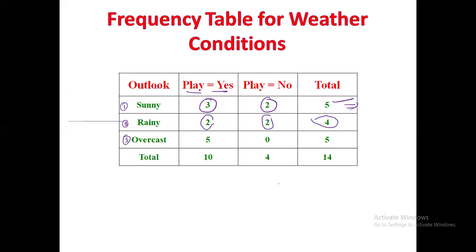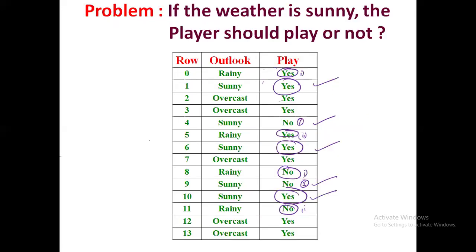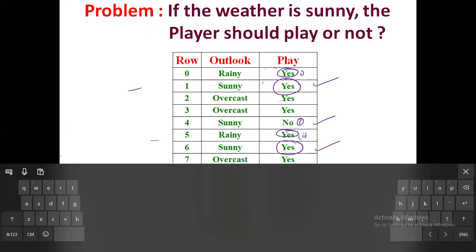So we have written that. Next is overcast. If you are taking overcast, how many values are there? The third row gives us one value.